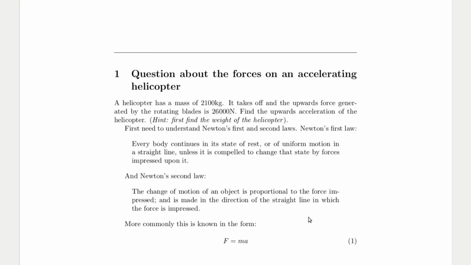So what we need to do is find the resultant force of the downward weight of the helicopter and the upward lift from the helicopter blades. And once we find the resultant force, we can then use this equation F equals ma, with the F as the resultant force, to tell us the acceleration.